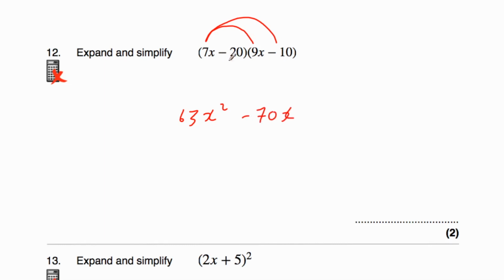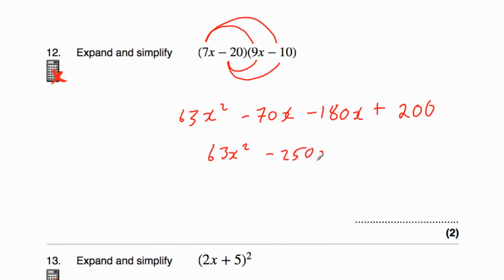Then we've got minus 20 times 9x. Well, minus 20 times 9 would be minus 180x. And then we've got minus 20 times minus 10. Well, negative times a negative is a positive, so plus, and 20 times 10 is 200. Now, if we look at our terms in the middle, we've got minus 70x minus another 180x. Well, if we had minus 70 and we take away another 180, we'd have minus 250. So the answer is going to be 63x squared minus 250x plus 200. And we'd write that down in our answer box.